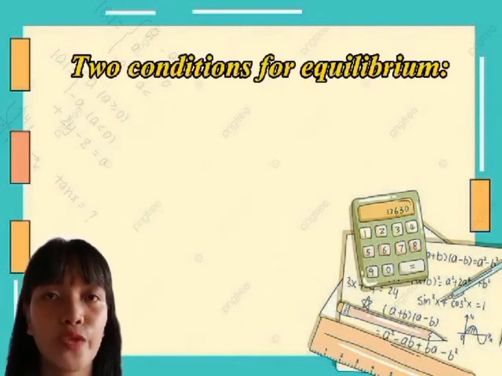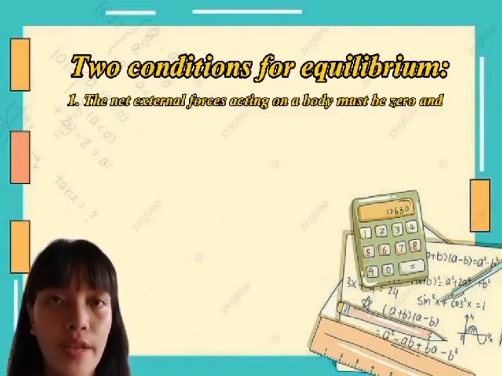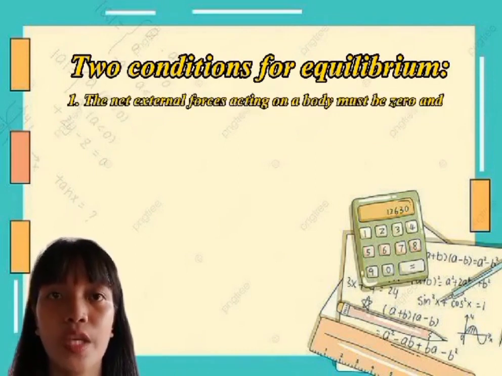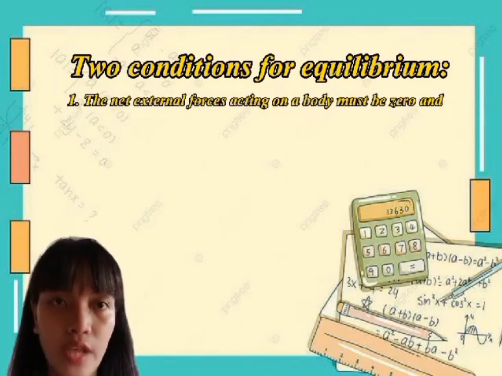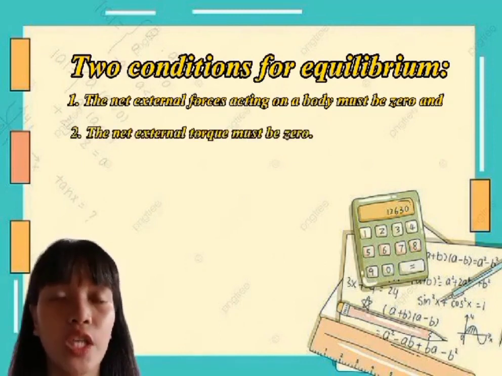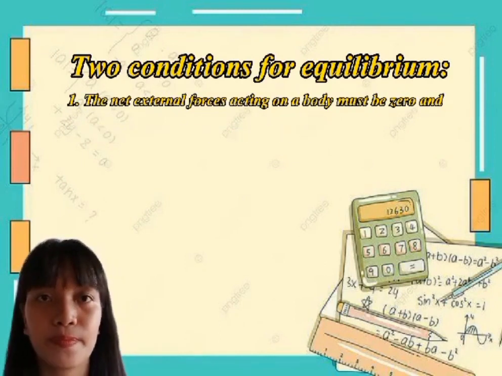There are two conditions for equilibrium. One, the net external force acting on a body must be zero, and two, the net external torque must be zero.